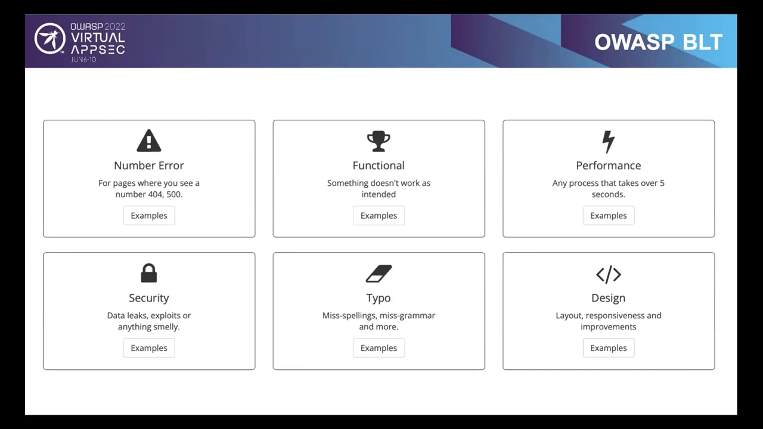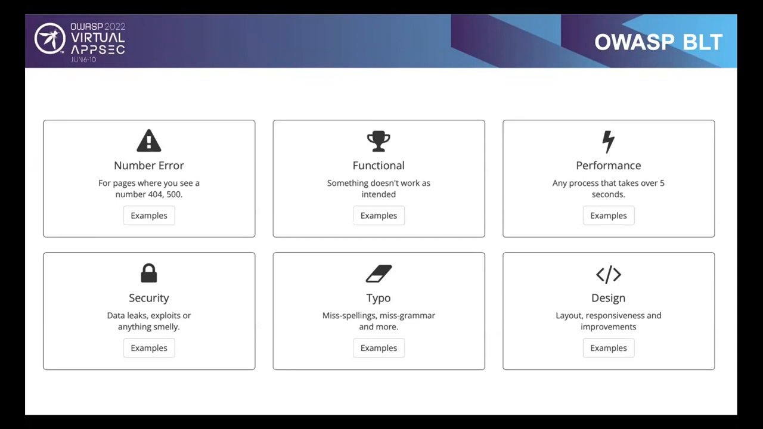So these are the bug categories which we accept on the bug logging tool as of now. We accept number errors for status errors and page unavailability. We accept 5xx for internal server errors and service unavailable. If something is categorized as 4xx, 5xx, or anything severe, that gets captured as part of number error.